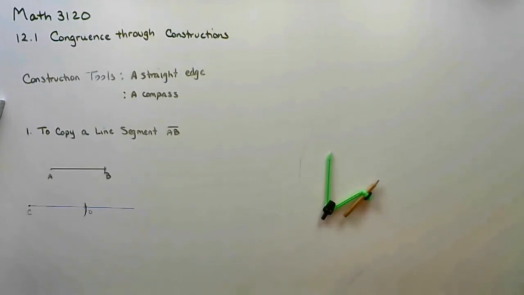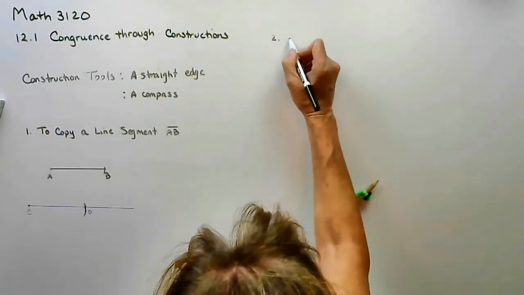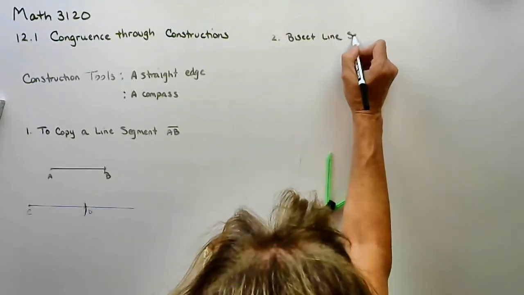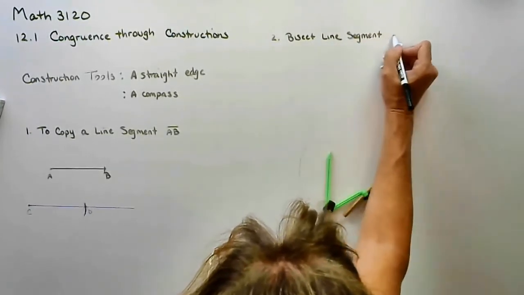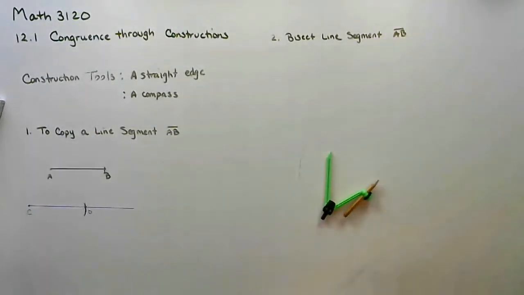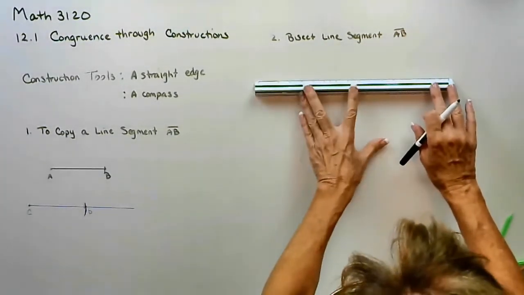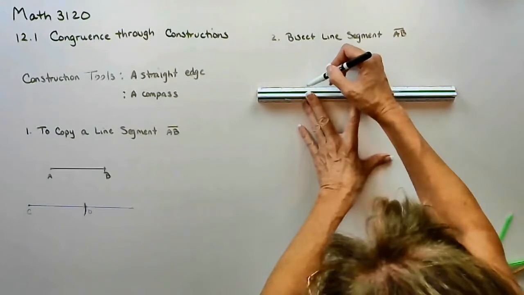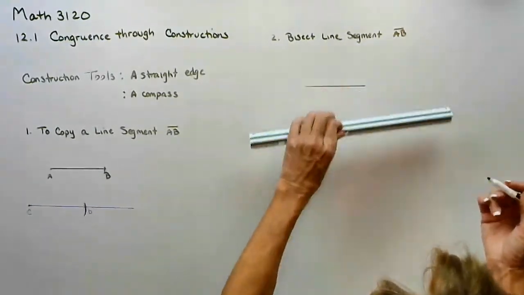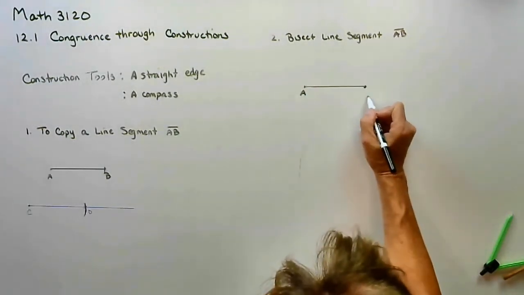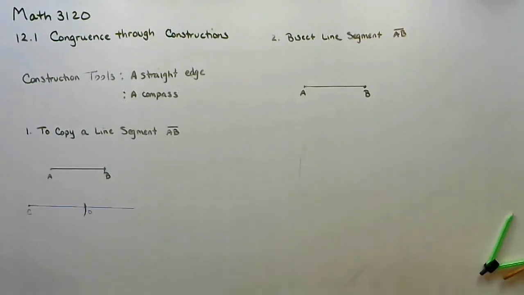All right, let's take a look at the second construction. Let's bisect a line segment. So the first thing I'm going to do is I'm going to give you a line segment. Again, it does not matter how long it is. So if you do not have the notes template that I provided for you, you can create a line segment on your paper. Give yourself some space.